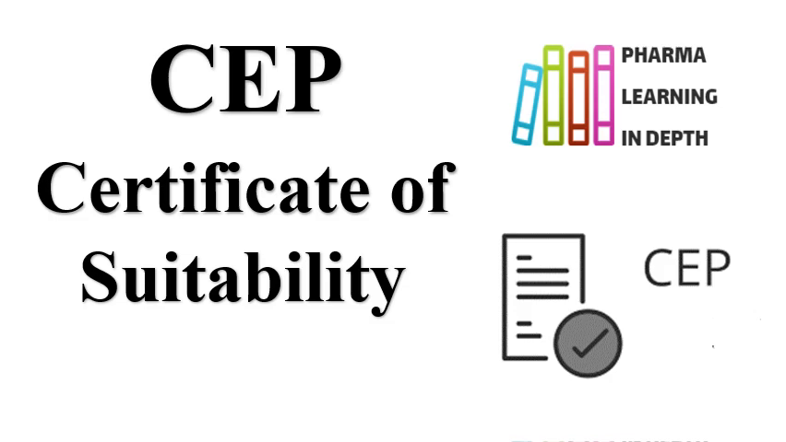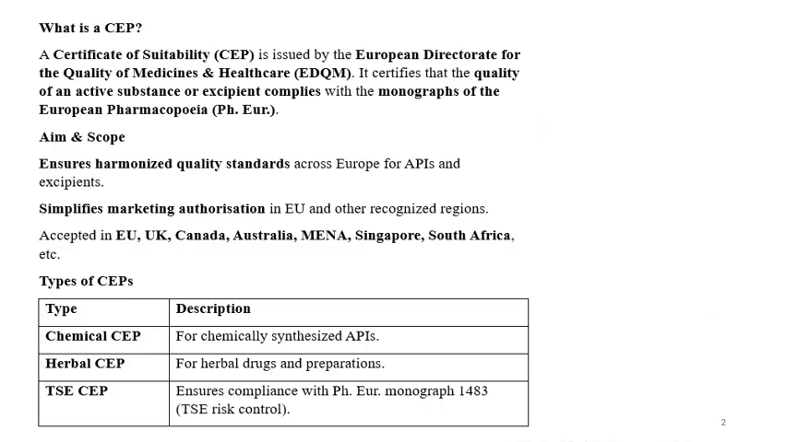Welcome dear viewers to the video on the topic CEP. CEP, a Certificate of Suitability, is issued by the EDQM and it certifies that the quality of an API or excipient complies with the monograph of the European Pharmacopoeia, that is PHUR. So from the words Certificate of Suitability, if the vendor is going to provide you the CEP, that means the API or excipient is meeting the monograph requirements of the PHUR.